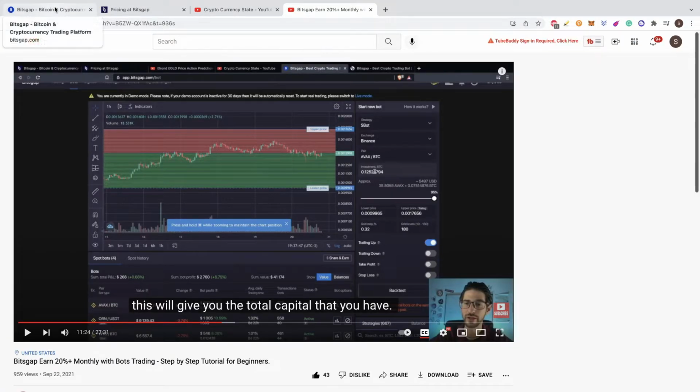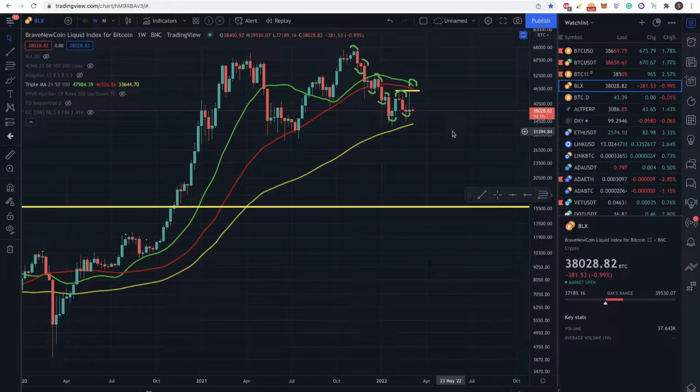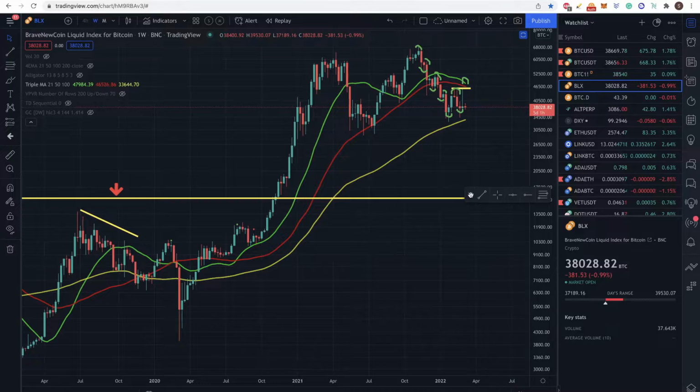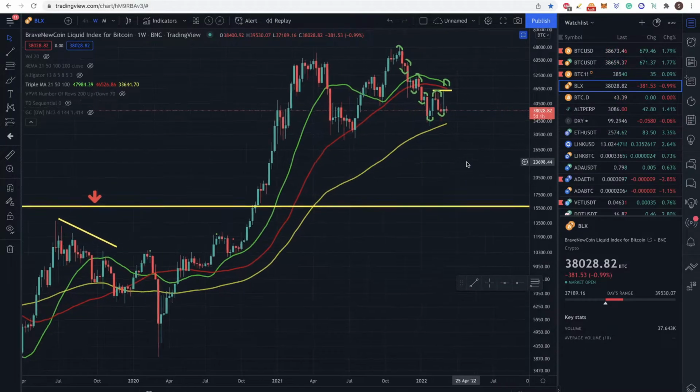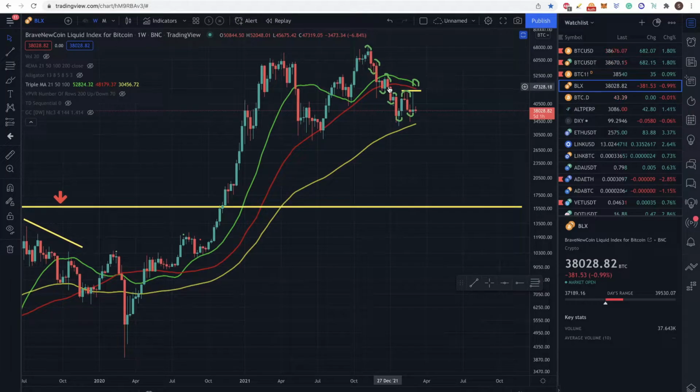If we go to the weekly chart, we have a lot of things to cover here. Also, we are very pending from the moving average. If you have seen my previous videos, I mentioned that I sold many of my spot positions when we broke the 50 moving average on the weekly time frame. That for me was super bearish.